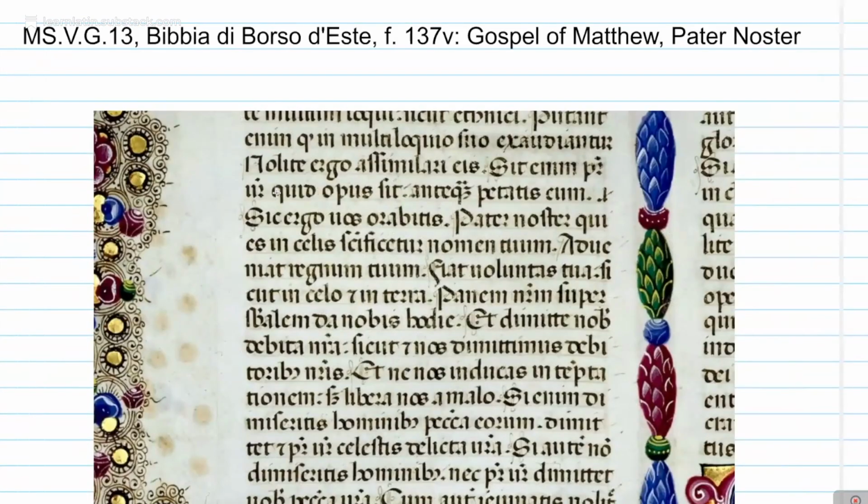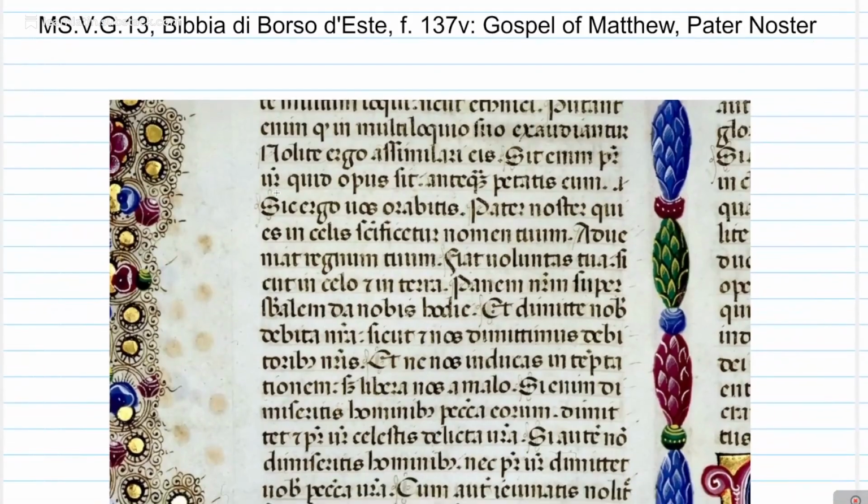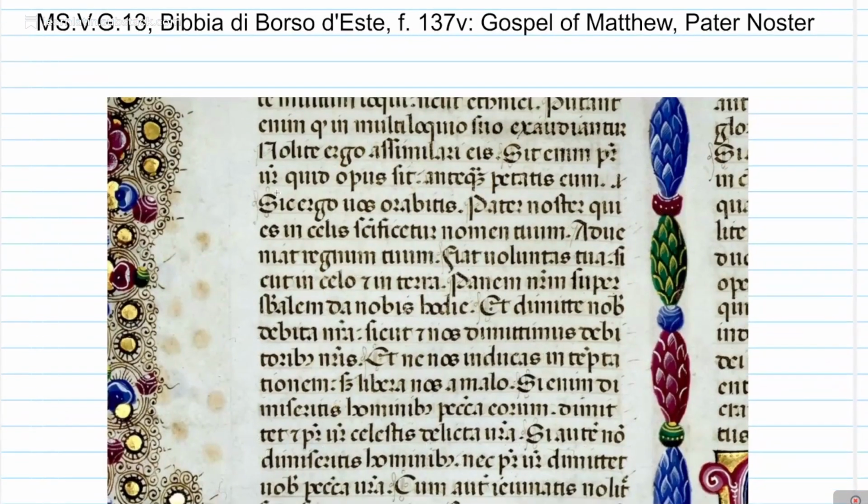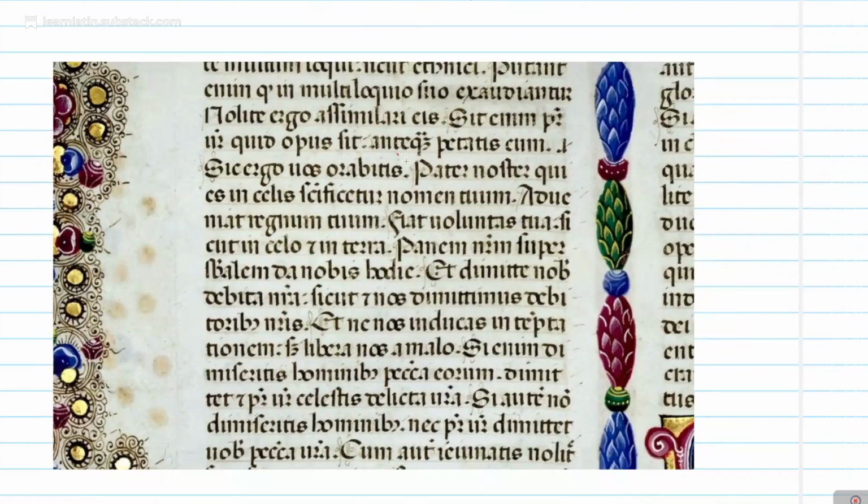So now we studied the grammar, we studied the origins, we studied every aspect of the Pater Noster. And in theory, we know everything about it. We can read it and understand it. Now let's read the Pater Noster in the Bible of Borso d'Este, and let's try to analyze some of the common abbreviations we find here. It begins here, Pater. Pater Noster.